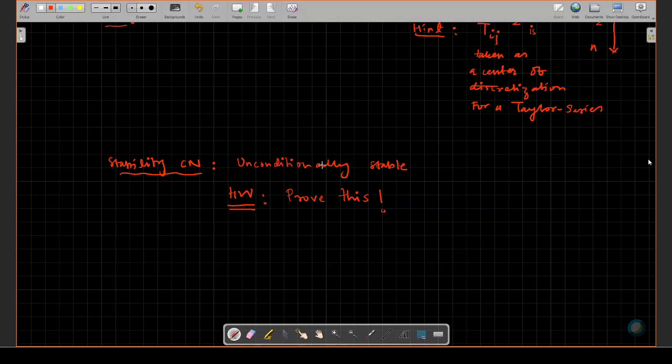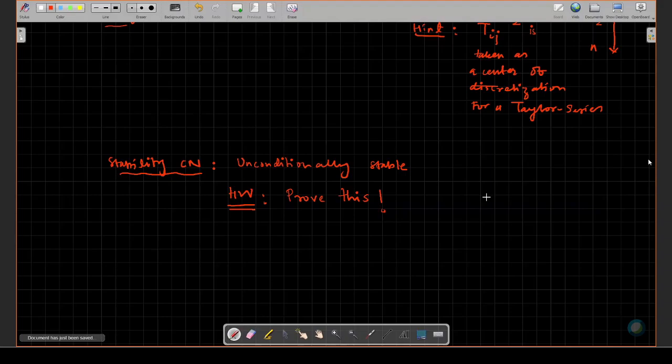Then we'll talk about some other methods, if I have time. There are some other methods also available. Those are called block iterative methods. They are iterative methods.